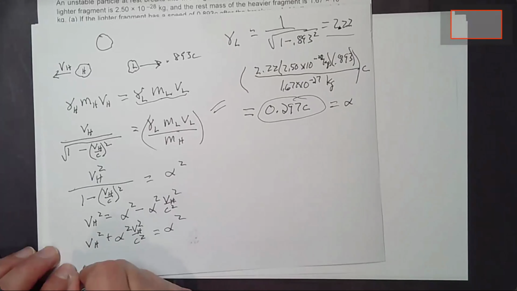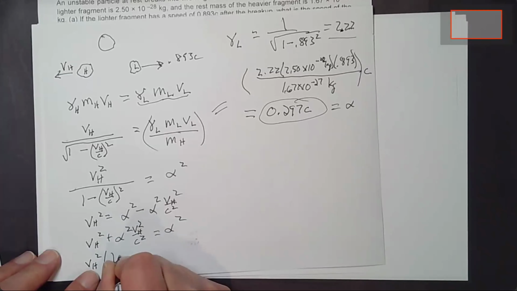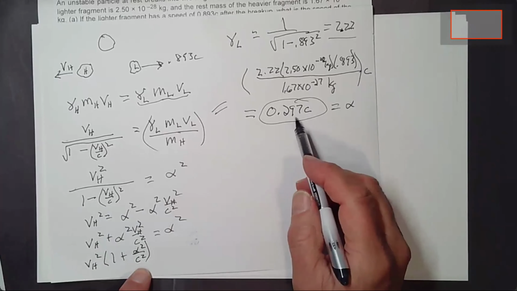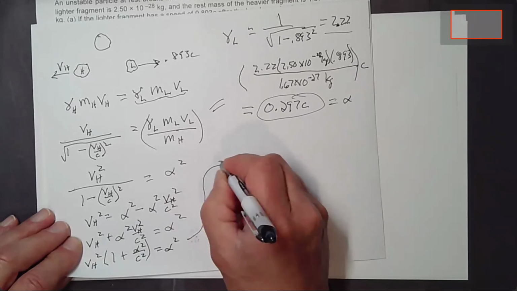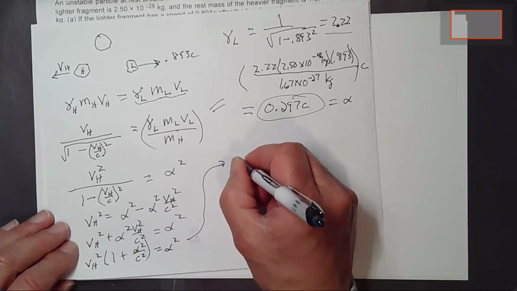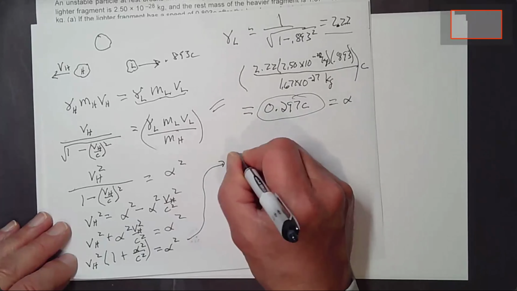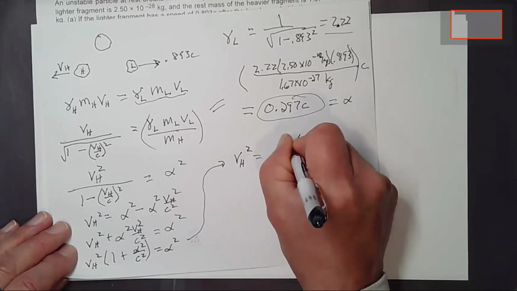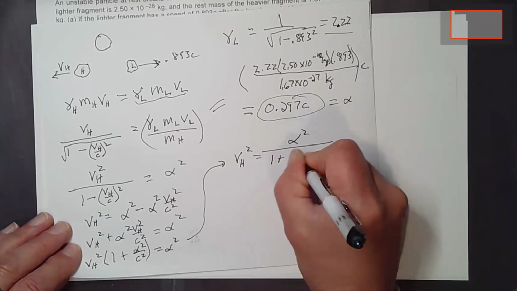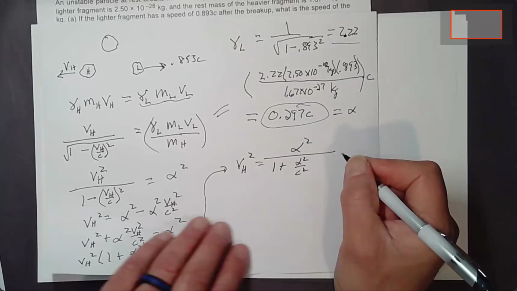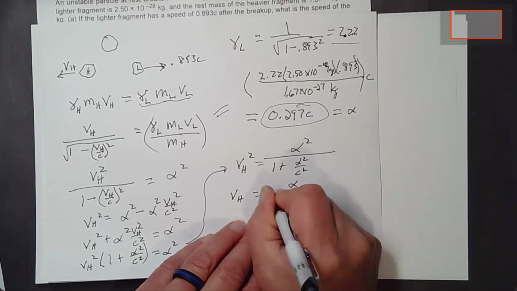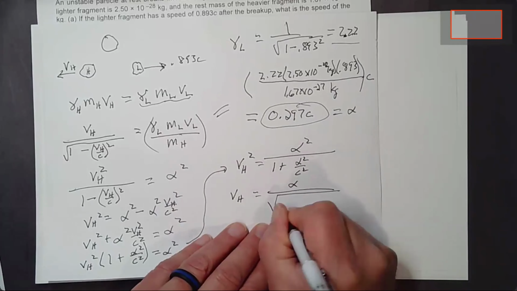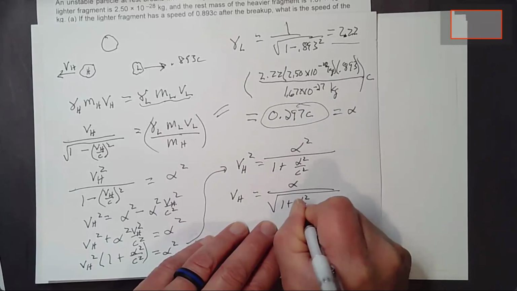And V sub h squared times 1 plus alpha squared over c squared. And actually, since alpha is going to equal 0.297 c, the c squareds are going to go away. V sub h squared is going to equal alpha squared over 1 plus alpha squared over c squared, or V sub h is going to equal the square root of all this. So it'll equal alpha divided by the square root of 1 plus alpha squared over c squared.